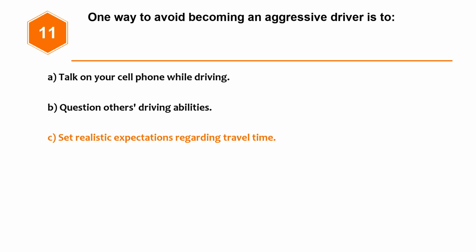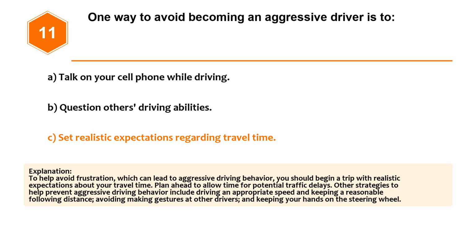The correct answer is option C. Set realistic expectations regarding travel time. Explanation. To help avoid frustration, which can lead to aggressive driving behavior, you should begin a trip with realistic expectations about your travel time. Plan ahead to allow time for potential traffic delays. Other strategies to help prevent aggressive driving behavior include driving an appropriate speed and keeping a reasonable following distance, avoiding making gestures at other drivers, and keeping your hands on the steering wheel.